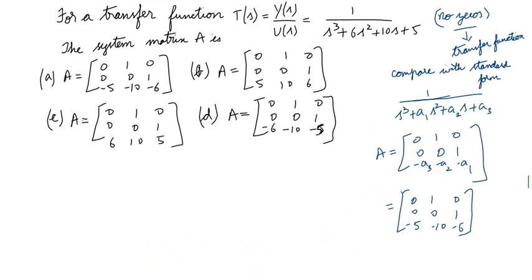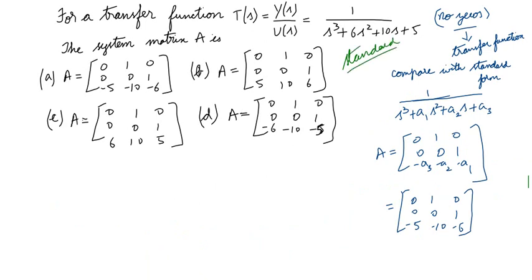Now they have given a transfer function. They are asking to find the system matrix. There are so many ways to find the system matrix because it is not unique. But these sorts of problems are some standard problems, right?